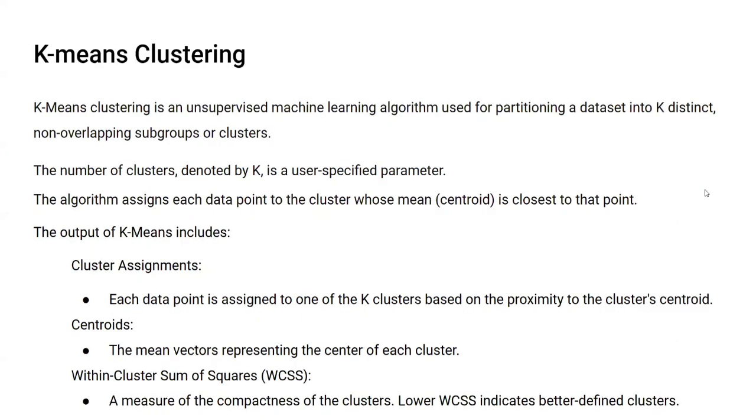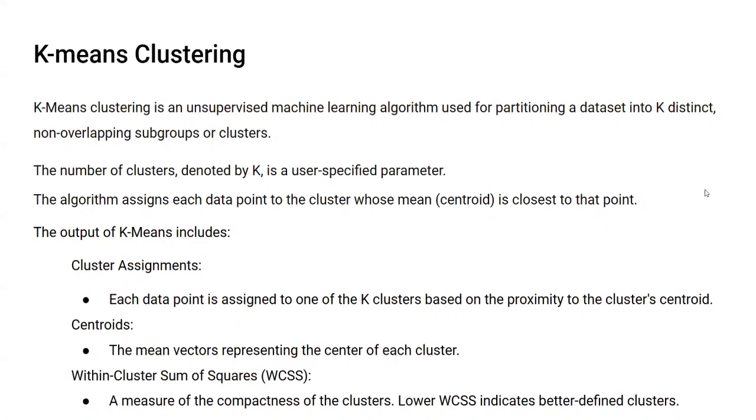K-means clustering. K-means clustering is an unsupervised machine learning algorithm used for partitioning a dataset into k distinct non-overlapping subgroups or clusters. The number of clusters, denoted by k, is a user-specified parameter. The algorithm assigns each data point to a cluster whose mean is closest to that point.